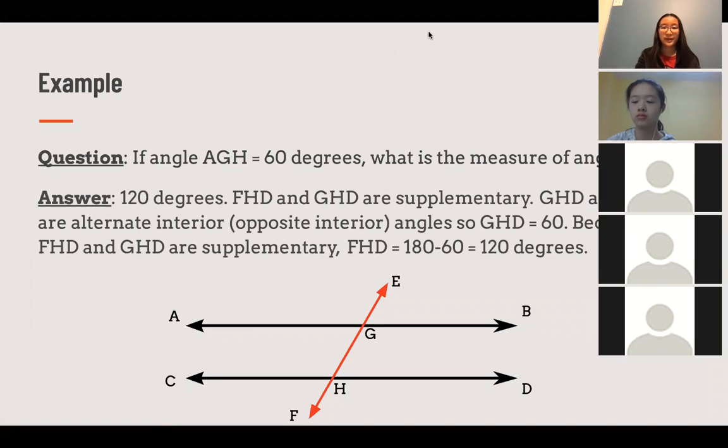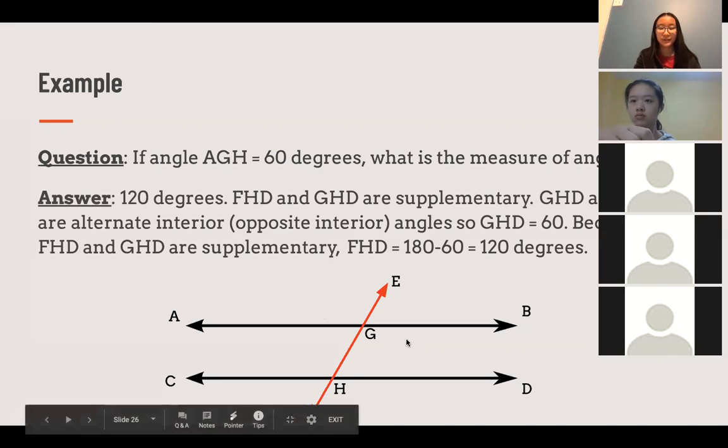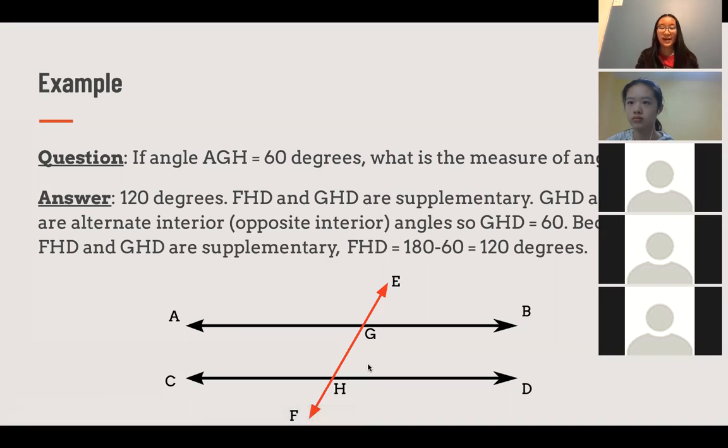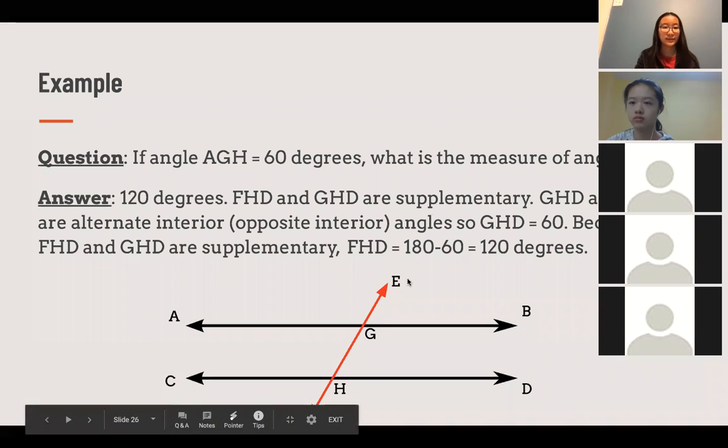Okay, nice job, Shreyan. You got it. So there are a few different ways to approach this problem, but one way is, you can see that AGH and GHD are alternate interior angles, and that means that they will be congruent. So that means that GHD equals 60 degrees. And then you can also see that GHD and FHD are supplementary. So that means that 180 minus GHD, which is 60, gets you the measure of FHD. 180 minus 60 equals 120 degrees.